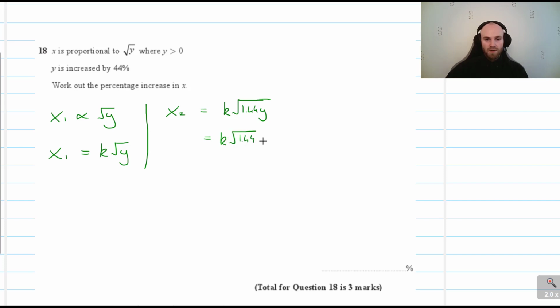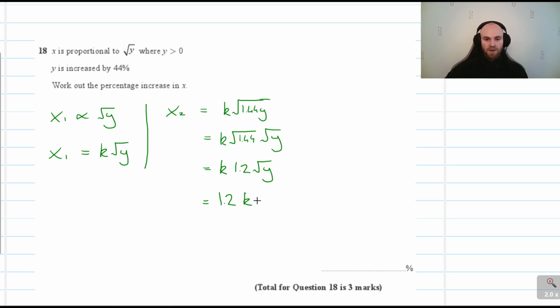So root 1.44 root y. Well, root 1.44, if you imagine this is 144 rather than 1.44, the root of 144 is going to be 12. So what this is going to leave us with is 1.2 root y. And just to make this a bit more obvious, I'm going to move this. So we have k multiplied by 1.2 multiplied by y. I'm going to put this 1.2 at the front, just to make it a bit more obvious.